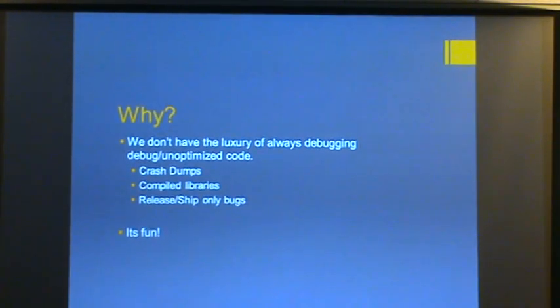So why would you want to debug optimized code? The main reason is that you don't always have the luxury of dealing with nice debug code with all your asserts and all this stuff enabled. In cases like crash dumps, when you're dealing with some other compiled library that you don't have source to, or simply the worst case is when you have bugs that only occur in release or ship executables. The sad truth is that I also find it a lot of fun.